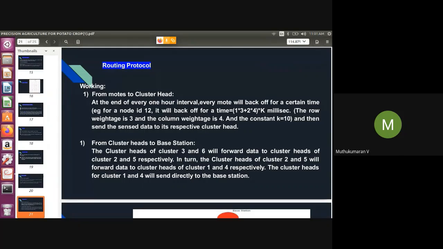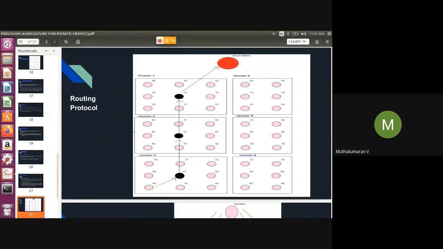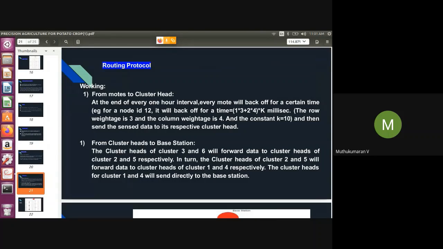The cluster heads of cluster 3 and 6 will forward data to the cluster heads of cluster 2 and 5 respectively, which in turn will forward data to the cluster heads of cluster 1 and 4 respectively. The cluster heads of cluster 1 and 4 will send the data directly to the base station.